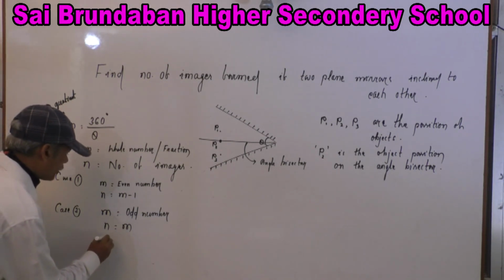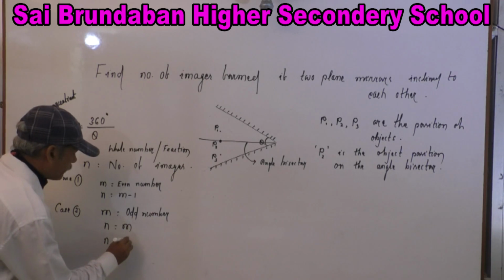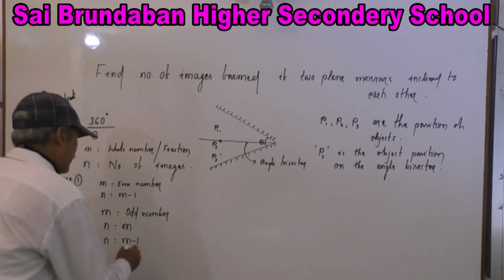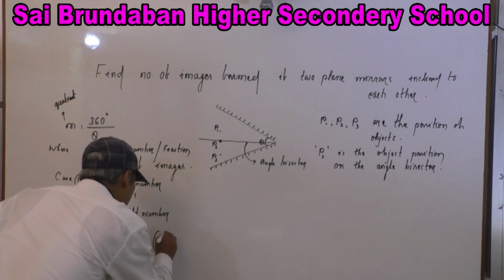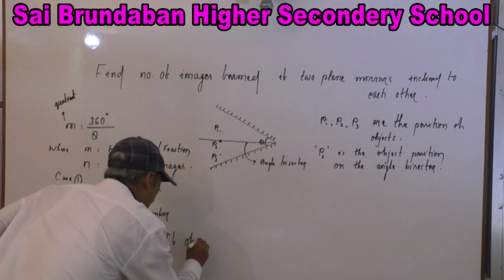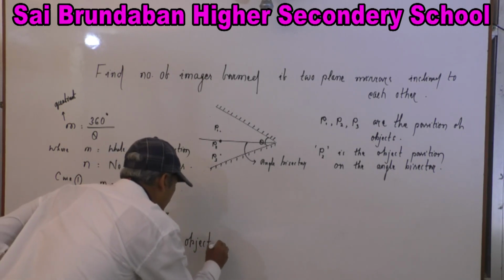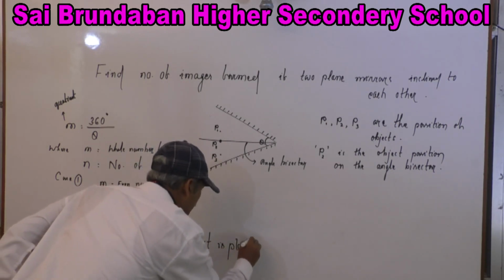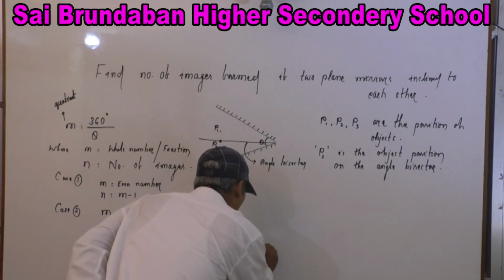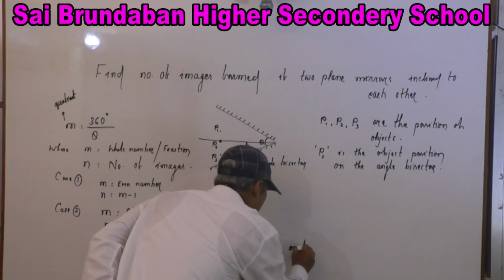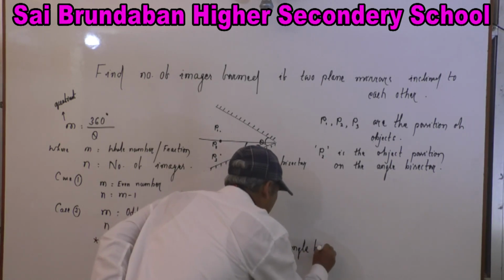Here is an exception. N is equal to M minus 1 if the object is placed on the angle bisector.